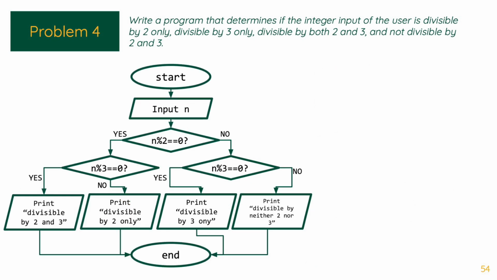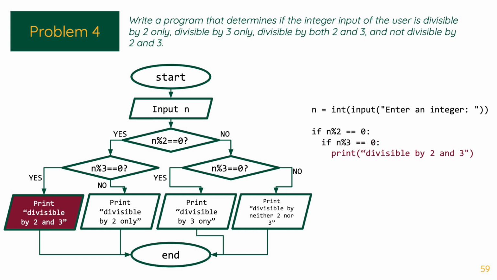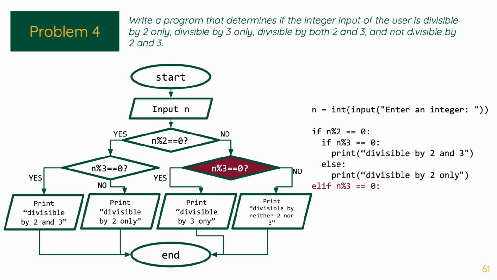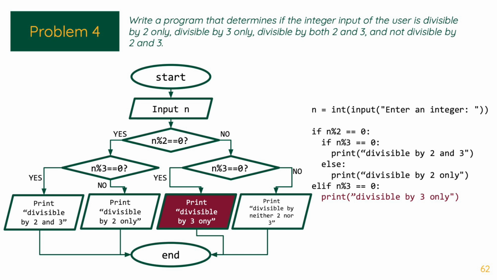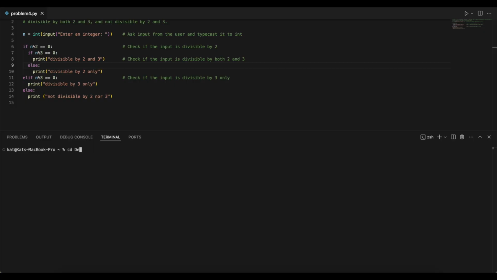Here's how we translate our algorithm to a Python program. Get an input, typecast it to integer, then save it to variable n. If n modulo 2 is equal to 0, check another condition. If n modulo 3 is equal to 0, print divisible by 2 and 3. Otherwise, print divisible by 2 only. Else if n modulo 3 is equal to 0, print divisible by 3 only. Else, not divisible by 2 nor 3. Here's the sample run of the program.